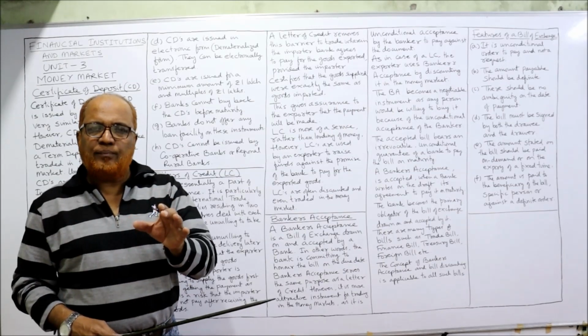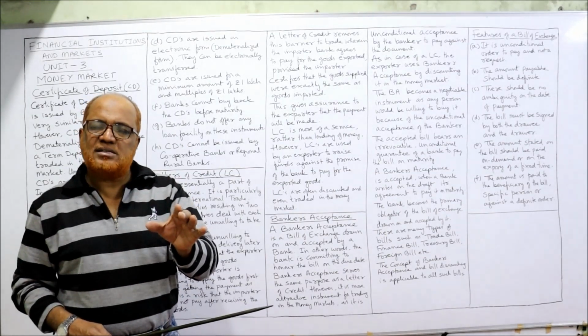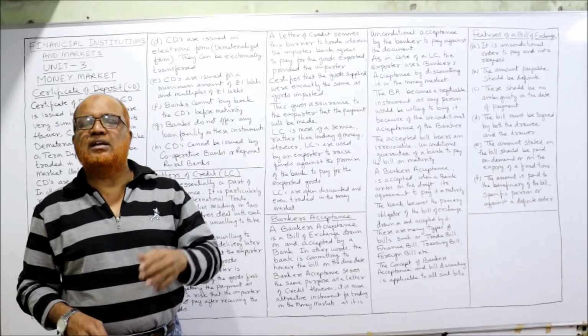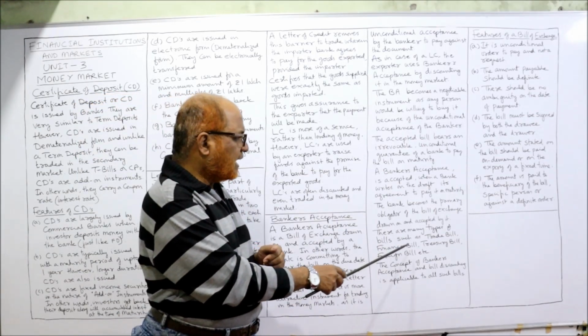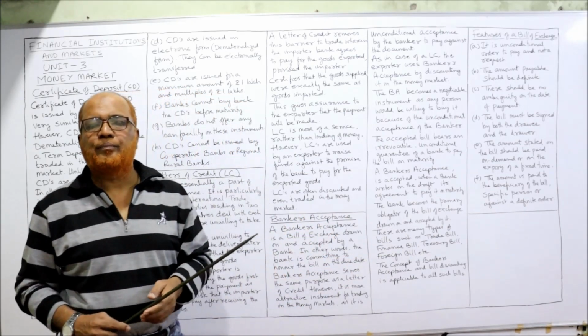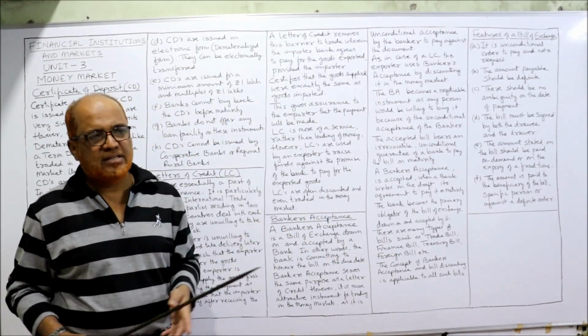So the discounting, the negotiability will remain the same whatever be the nature of the bill, whether it is a trade bill, foreign bill, finance bill, treasury bill, any type of bill, the characteristic features of the bill are the same.